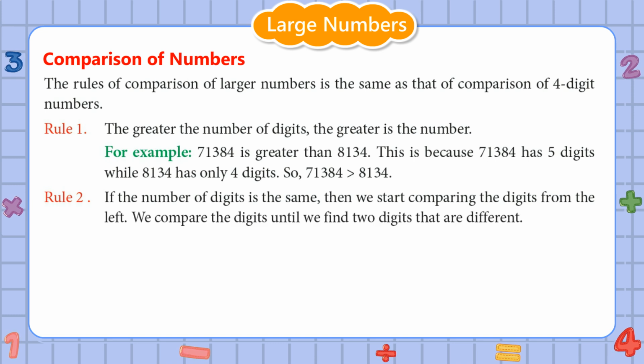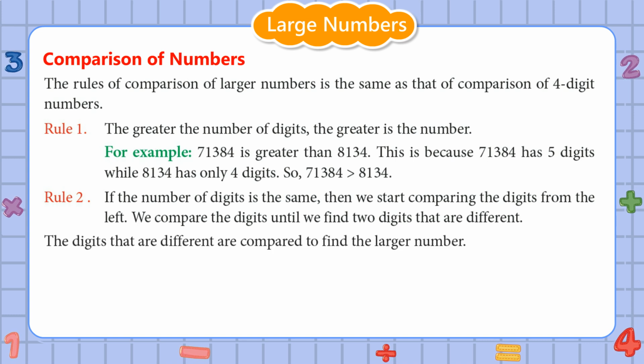Rule 2. If the number of digits is the same, then we start comparing the digits from the left. We compare the digits until we find 2 digits that are different. The digits that are different are compared to find the larger number.